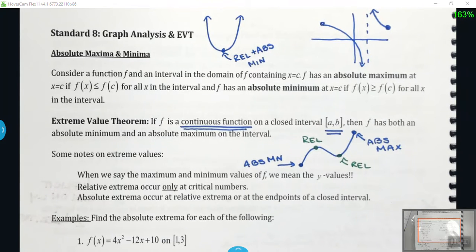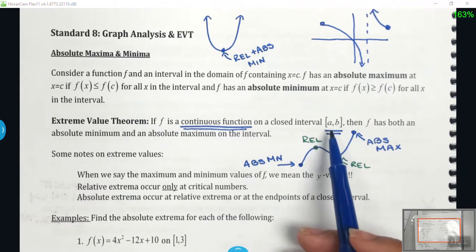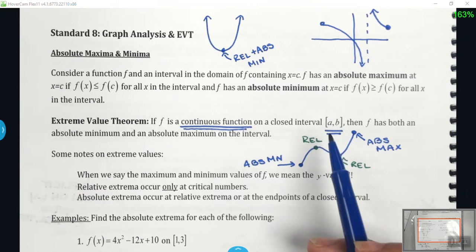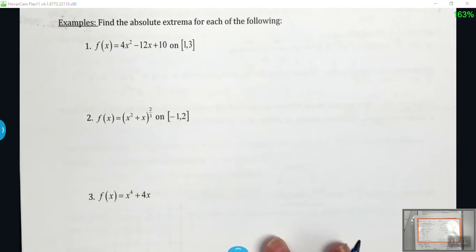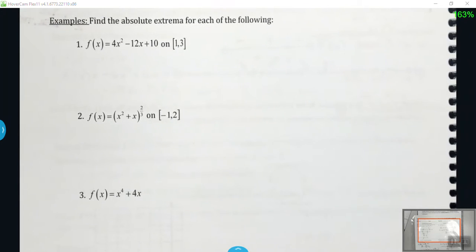Okay? Most of the time you'll see these in word problems where they will give you a closed interval and they're asking you for the max of something or the min of something. We'll practice those next class. But let's say I just give you some equations and I ask you to find absolute extrema. Well, remember we said they could happen at relative maxes or mins or at endpoints.